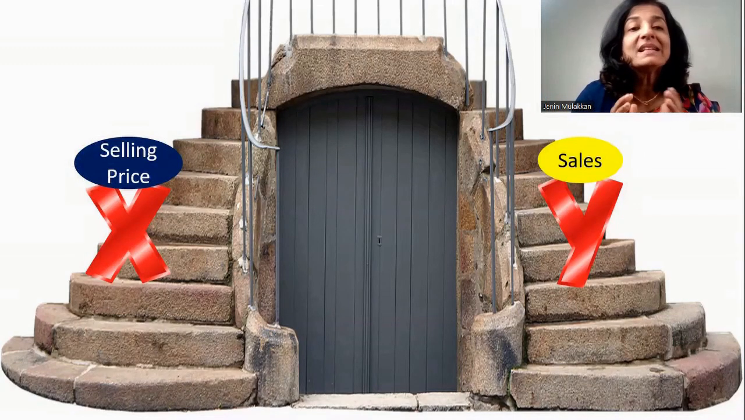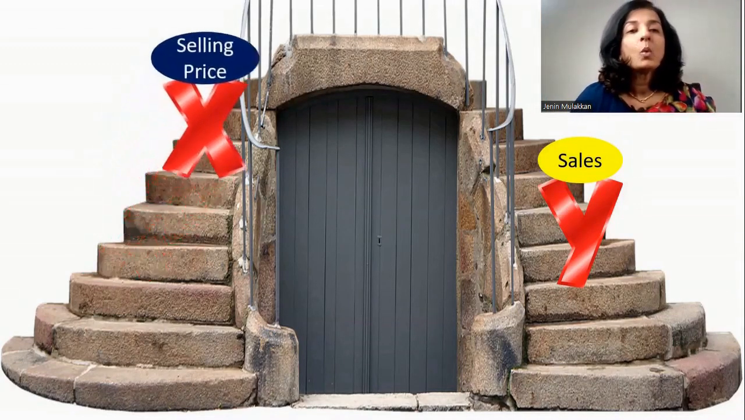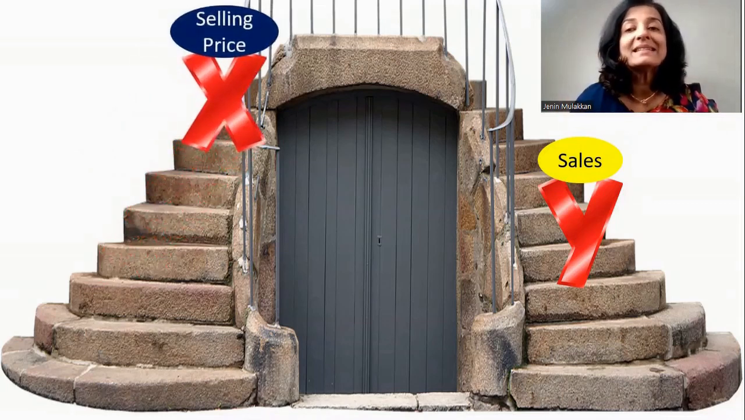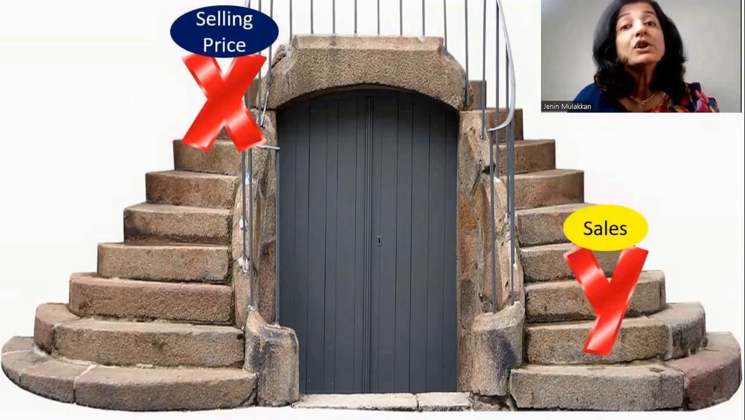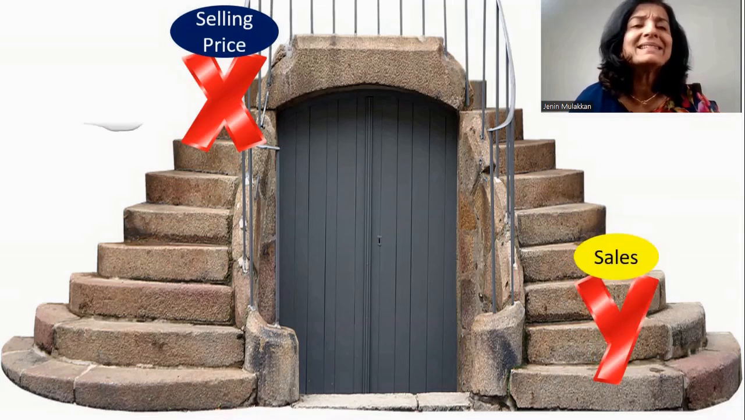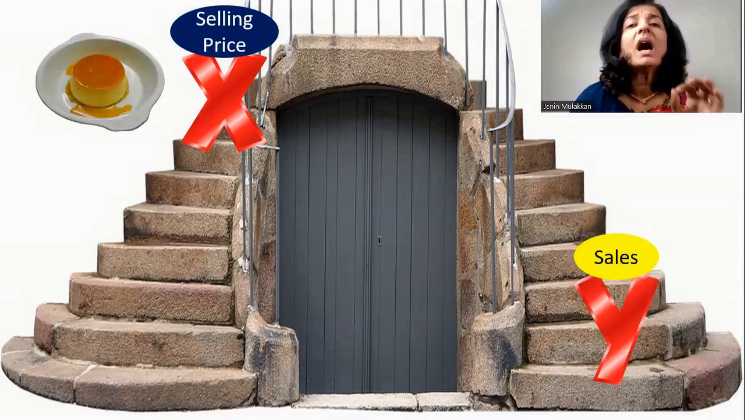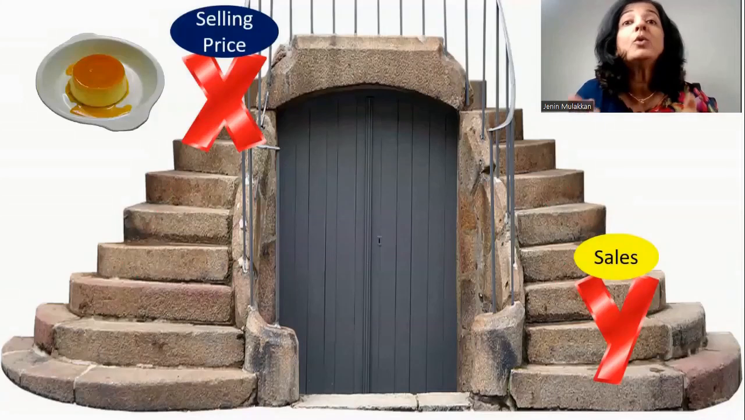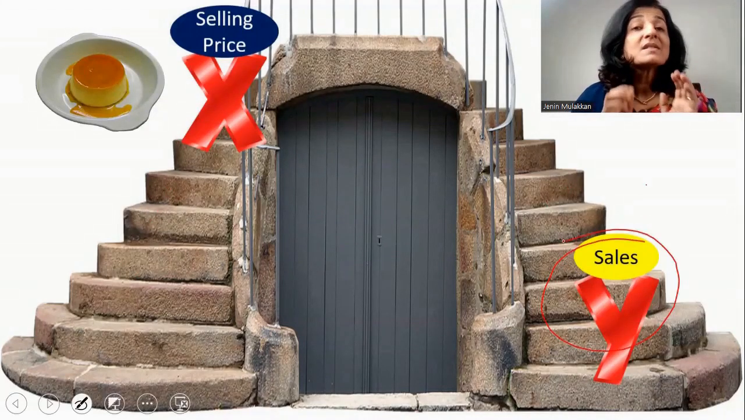Now, in this particular case, what have you seen? When the selling price increases, the sales will drop. Let's take a very practical example. Now, suppose you are making and selling pudding. When you increase the selling price of the pudding, naturally, the number of people who buy your product will reduce. So let's see how the graph will appear.